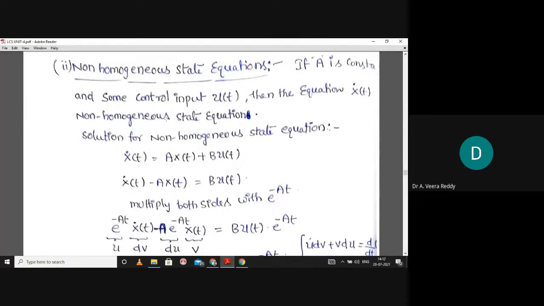So that is about the solution of the homogeneous state equation. Now we'll go for the solution of the non-homogeneous state equation. This we can call forced systems. Earlier we called them unforced systems.